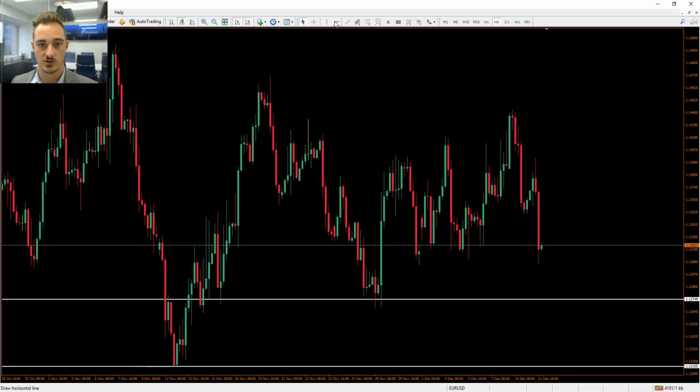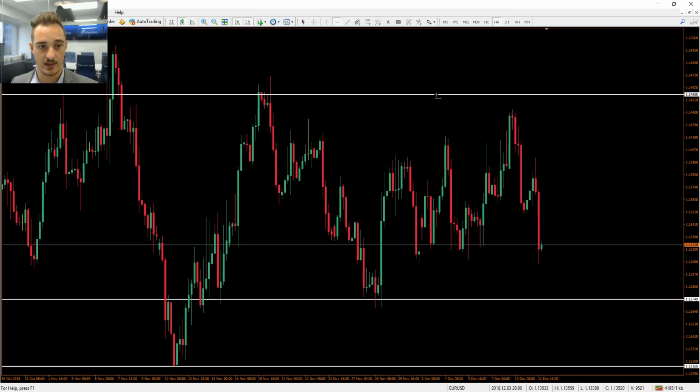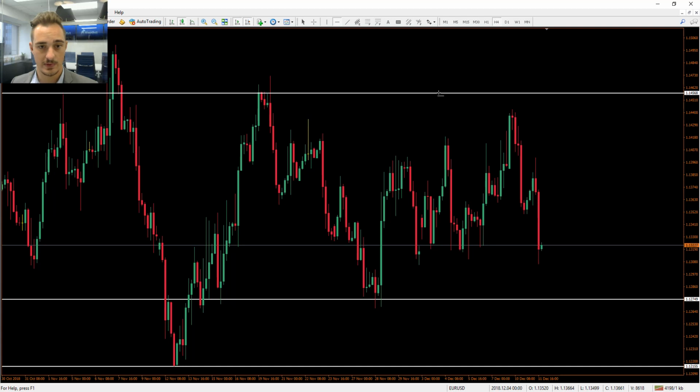Moving up further, let's now look for another consolidation or another resistance area. So I would put it, I would say right about here, maybe a little bit higher.